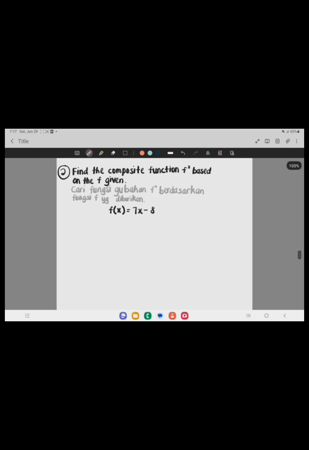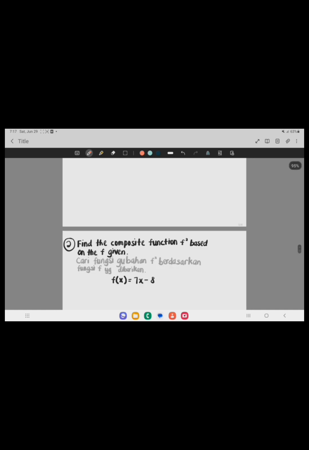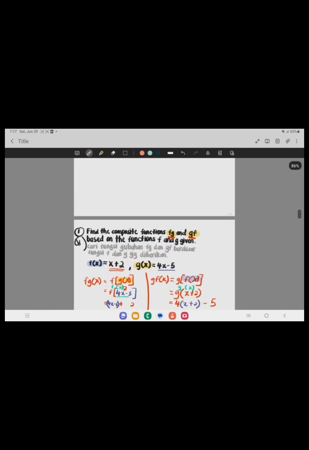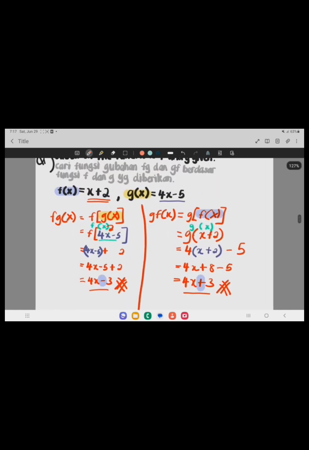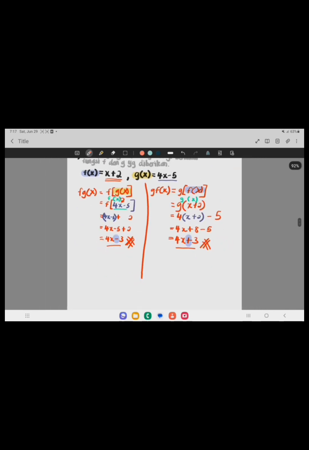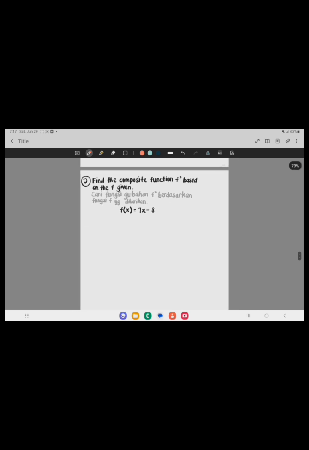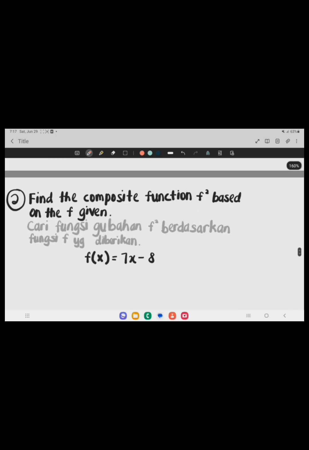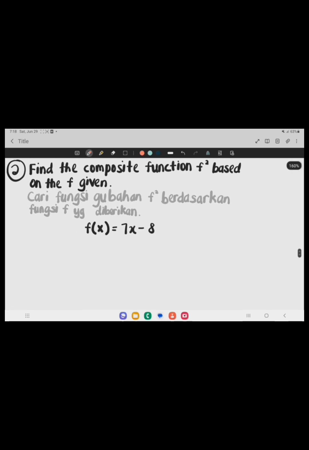Okay, so here is another question. Find the composite function f squared, based on the f given. Just now, there were two functions given, f(x) and g(x). From that, we were supposed to find fg and gf. But now, there's only one function given, which is f. And you're required to find f squared. What is f squared(x)? You are required to find this, right?